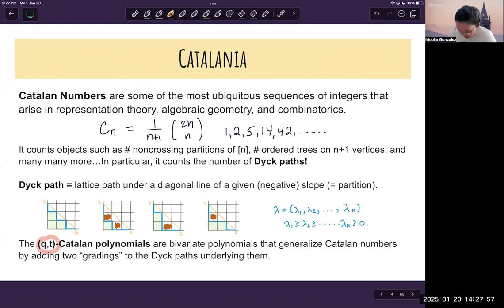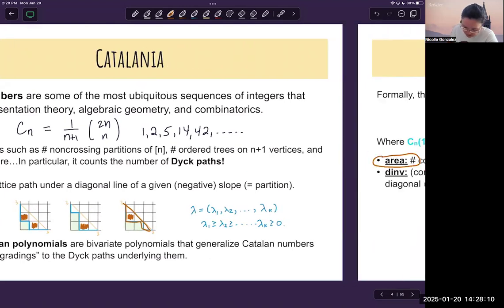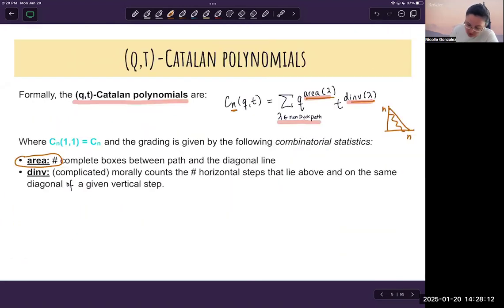So anytime you have a box that's slashed, that's not entirely contained between the path and the diagonal, you don't count it. So that's what the area is going to count. It's kind of like the complement of the partition that we were just labeling. All right, so that's the area. That gives you the exponent of the q variable.